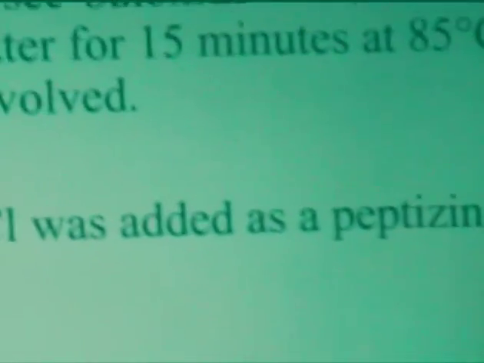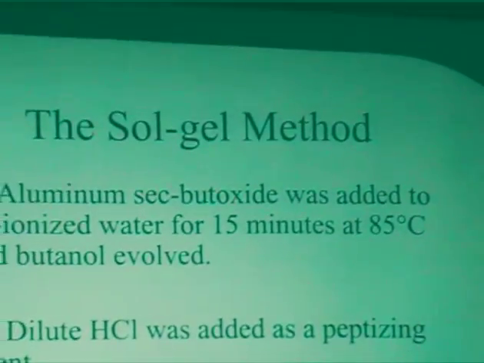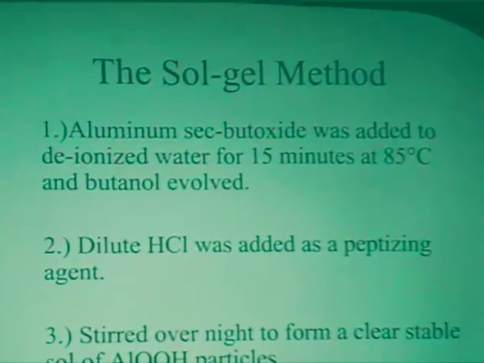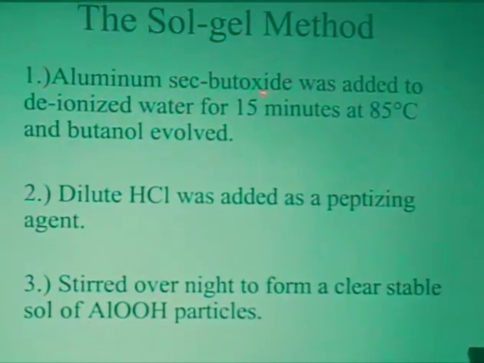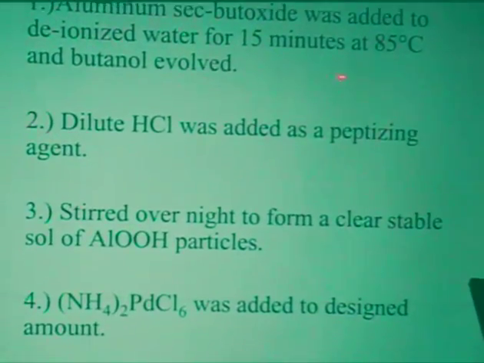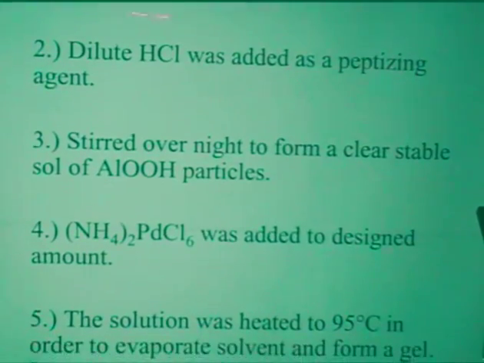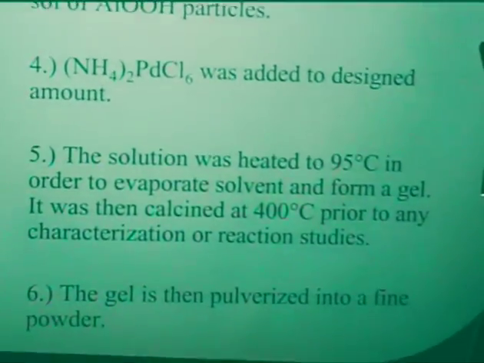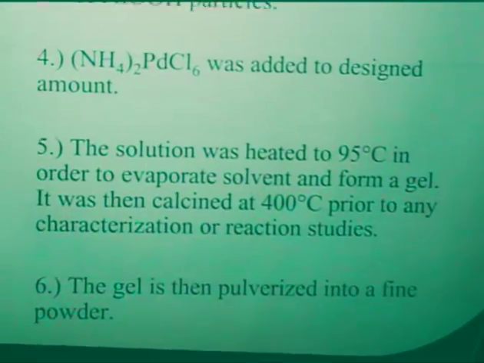For our catalyst, I said that we would use the sol-gel method. And this is a typical preparation by Yoldas's method, 1975, in which we use aluminum sec-butoxide, and we add that to deionized water for 15 minutes at 85 degrees C, and butanol is evolved. And we add HCl to peptize it. And then we let this stir overnight to form clear solid boehmite particles.